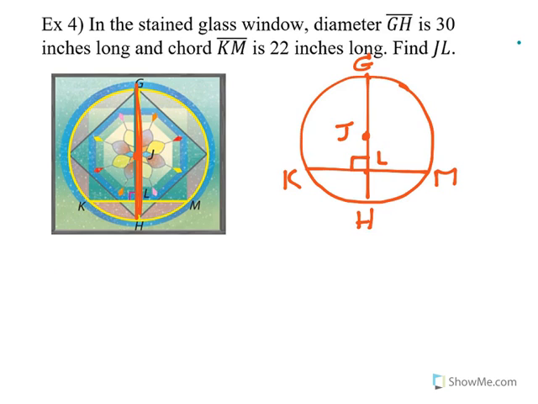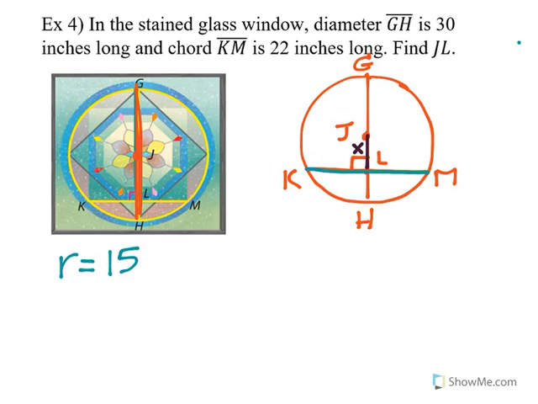So if the diameter is 30, if I asked you guys, what's the radius? You would tell me 15. It's half of that. So something to keep in mind. The chord, KM, is 22 inches long. So the whole chord, KM, that I just outlined in teal, is 22 inches long. So let's stop for a second, and let's say, what do we know? Well, first off, we want to find JL, which I will call X, okay?